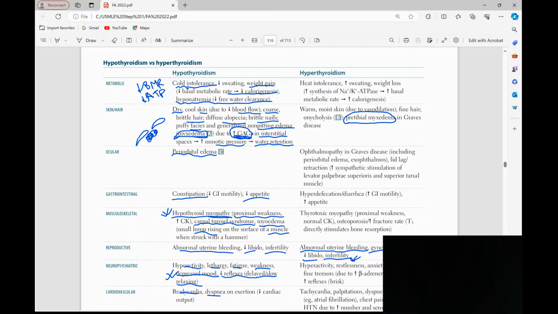Whereas in hyperthyroidism, everything is increased. Heat intolerance, because the body is already generating a lot of heat, there will be heat intolerance. Also, there will be increased metabolism, weight loss. Okay, same theory. Then warm, moist skin, fine hair, onycholysis, that is detachment of the nail.